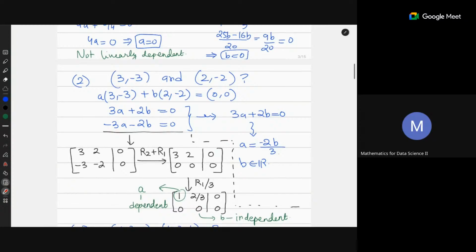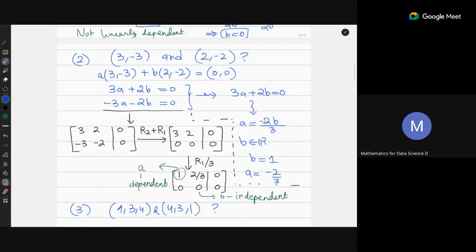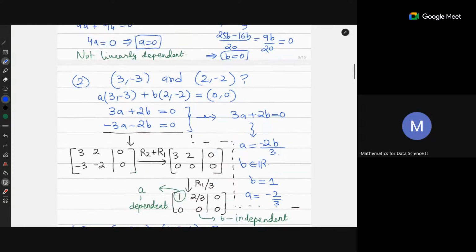And if you take your B to be some non-zero number, so if you take your B to be 1, then you can have A to be minus 2 by 3. Correct? So neither of them is 0 in this case. So you can express the 0 vector in these two terms with non-zero coefficients. So what does it say? It says that they are linearly dependent.